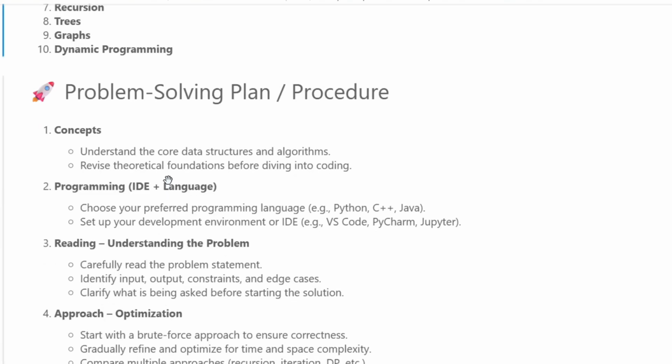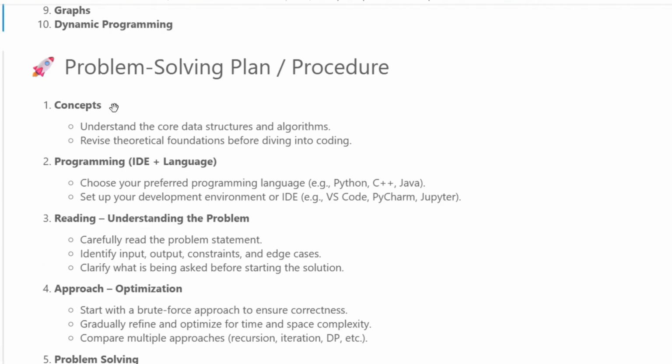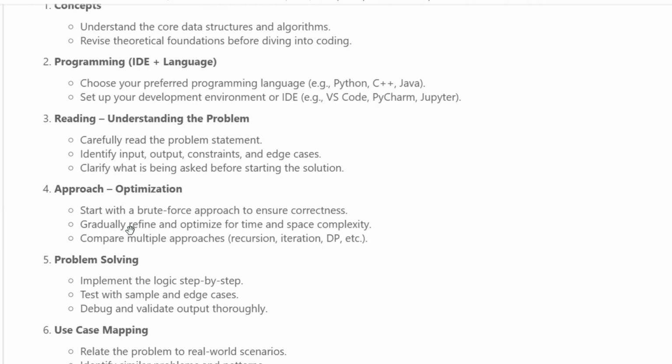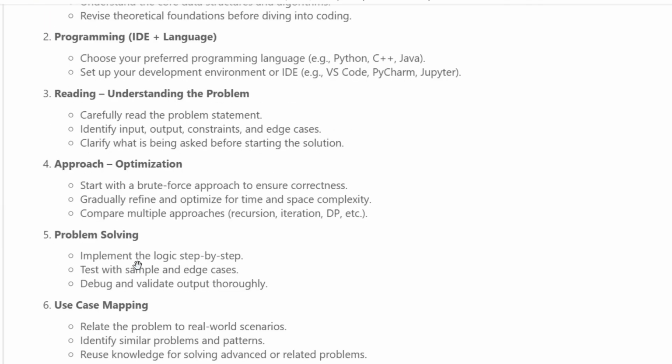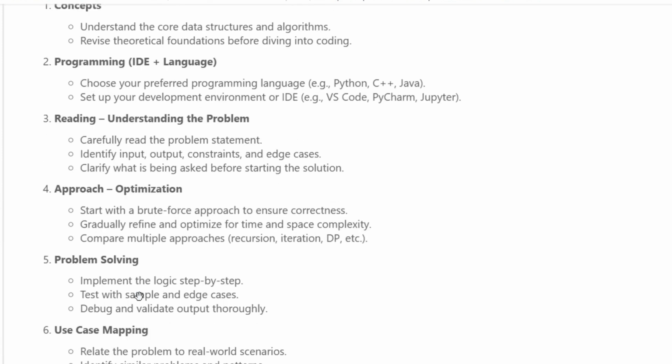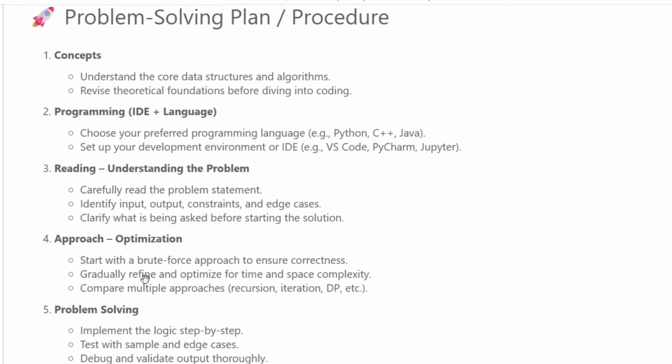When I come to the problem solving plan and procedure, the first is knowing the concept, second is the programming IDE and the language you are using for solving the problem, third is reading and understanding the problem, fourth is approach and optimization, fifth is problem solving mindset, and the sixth is use case mapping. These six steps are the essence of solving a given problem, and especially optimization is required. O of n is how you are solving.